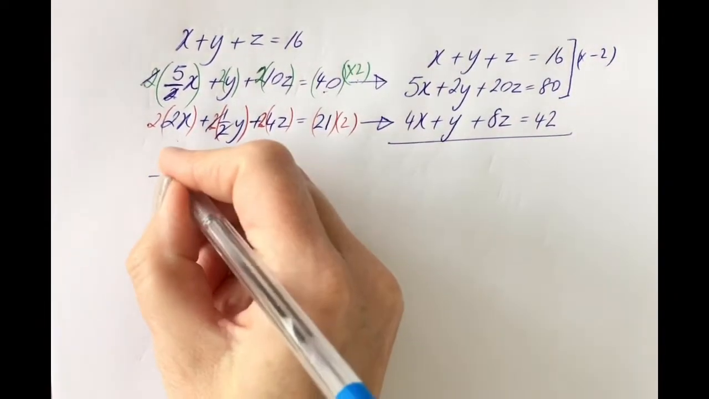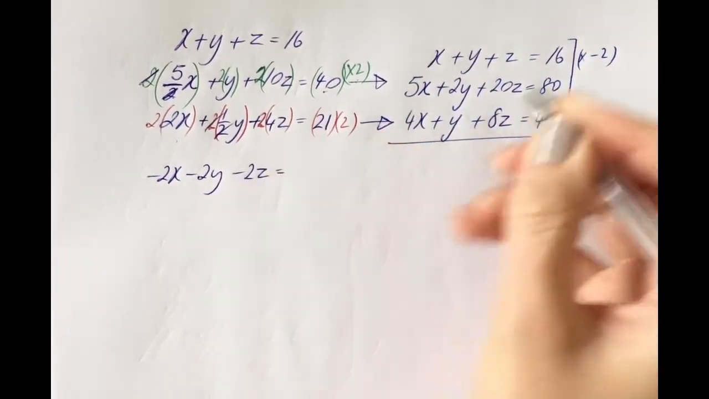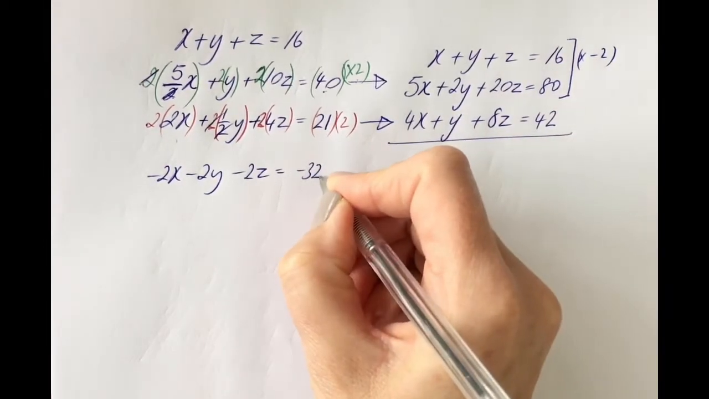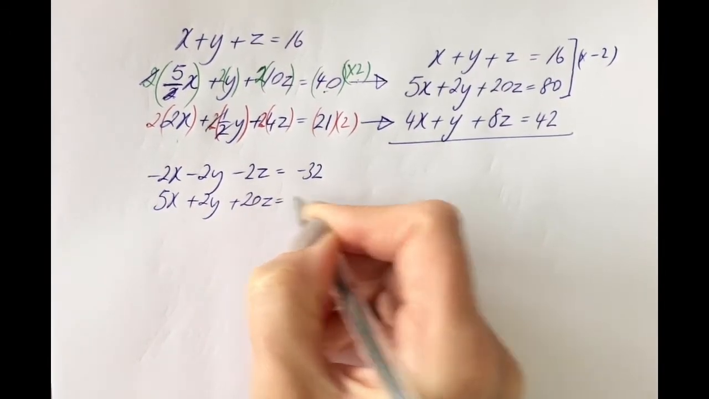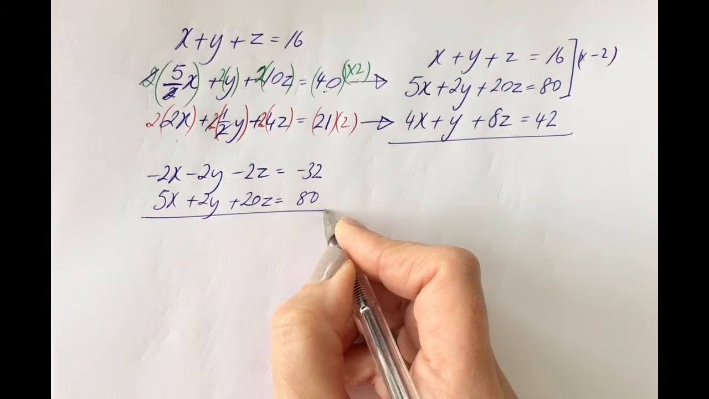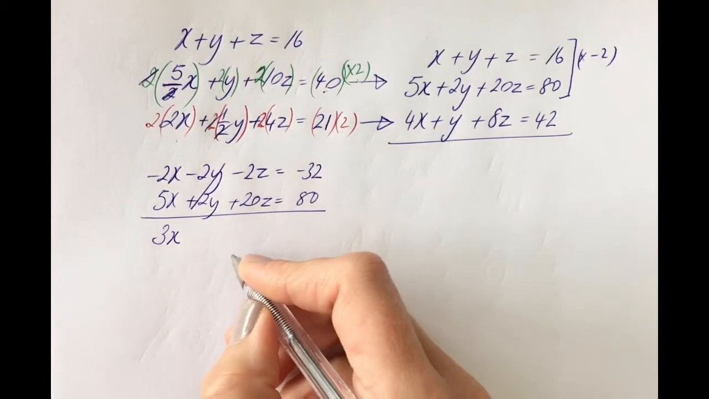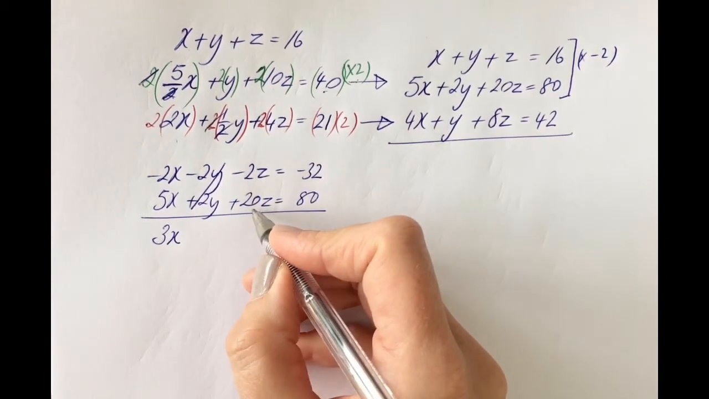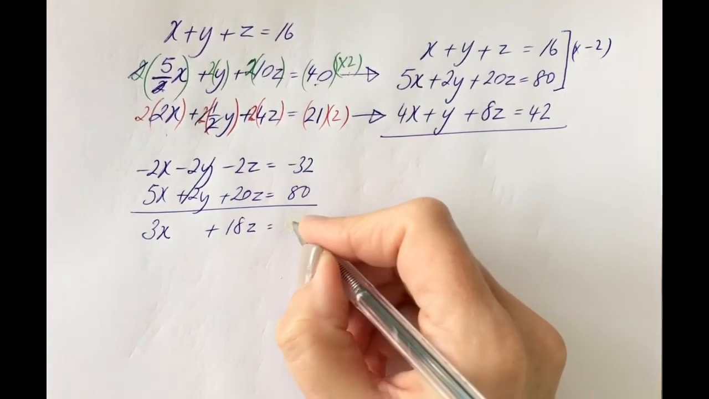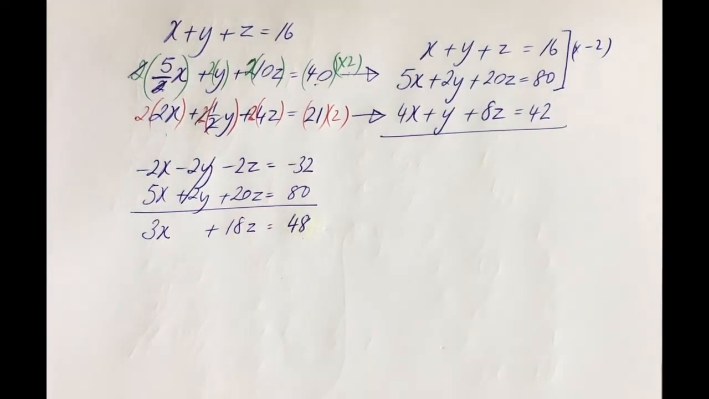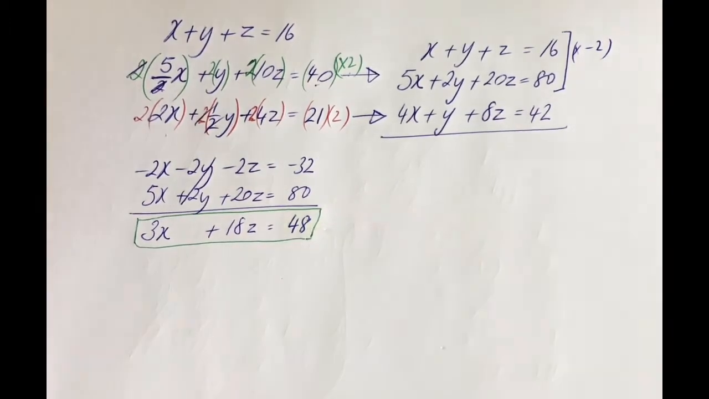So minus 2 times x is minus 2x, minus 2 times y is minus 2y, minus 2 times z is minus 2z, and minus 2 times 16 is minus 32. And then on the bottom line, I have, of course, 5x plus 2y plus 20z equals 80. And adding these together, minus 2x plus 5x is 3x, minus 2y plus 2y cancels, minus 2z plus 20z is 18z, and of course minus 32 plus 80 is 48. So there is my first equation that I will then use.